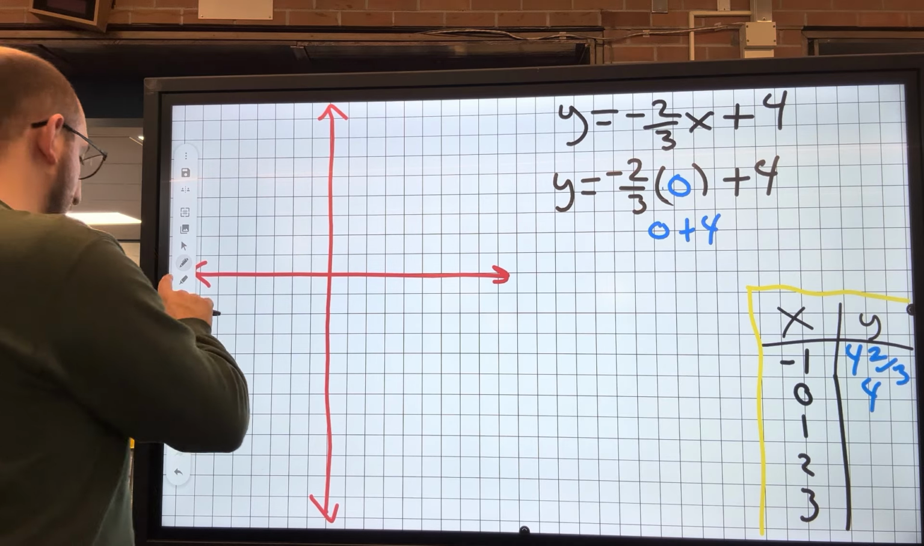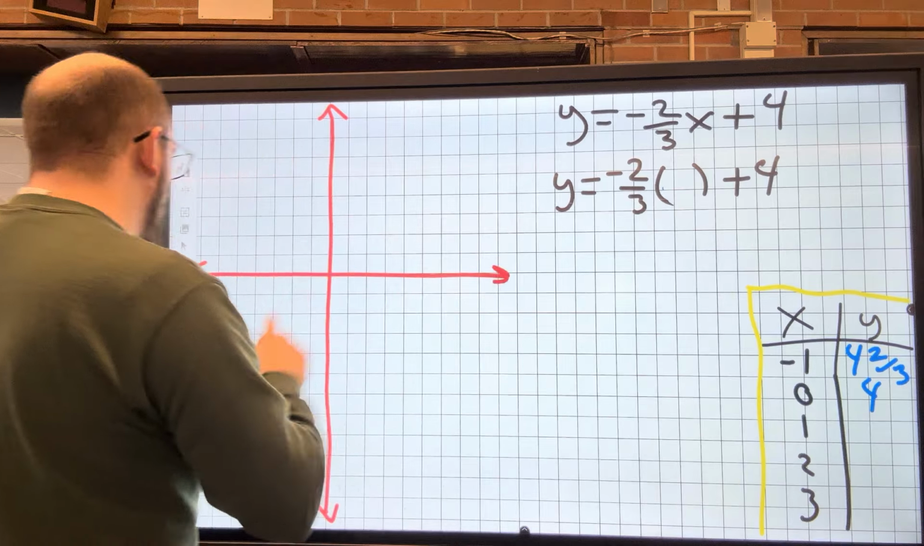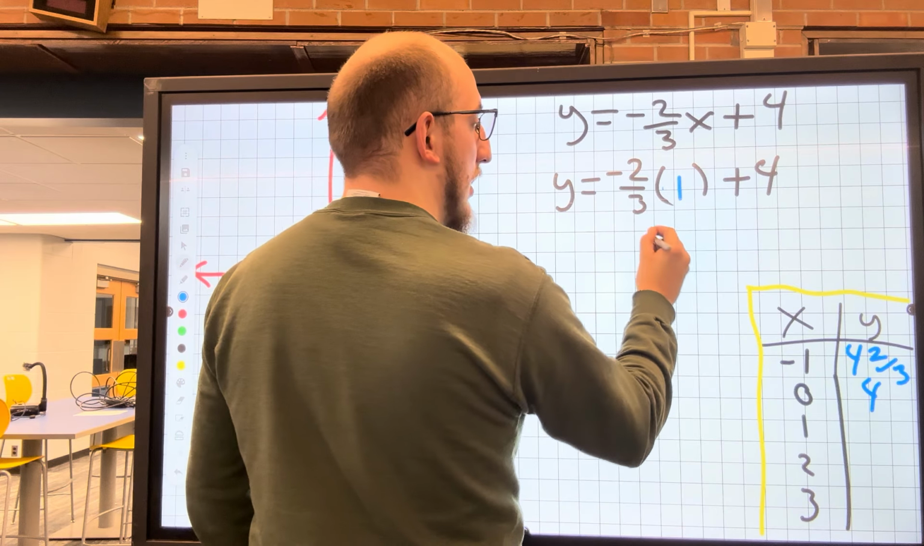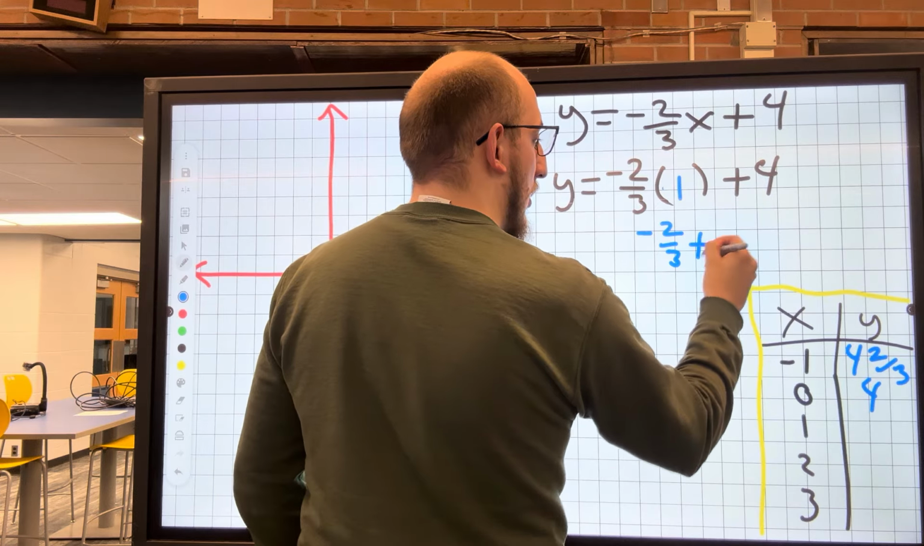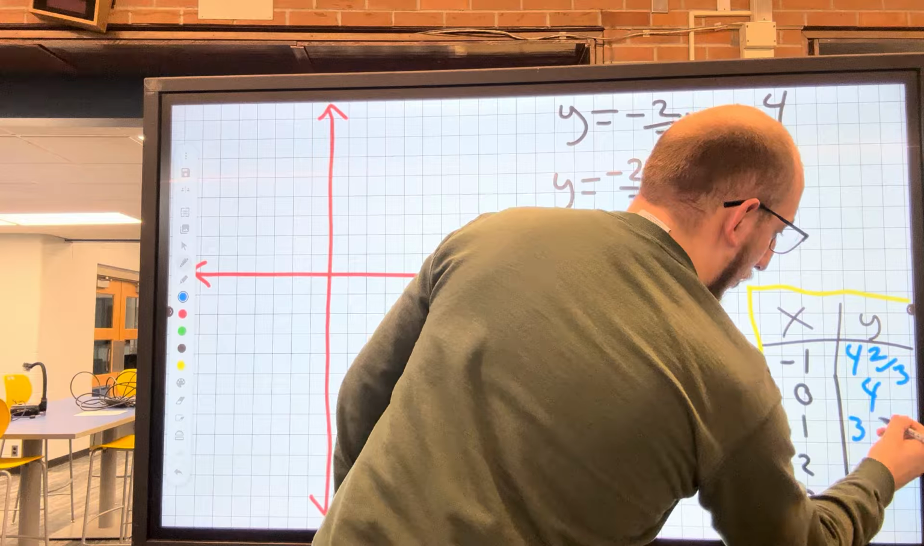And then I'm going to do my next one. A calculator knows how to do this, and you guys know how to multiply yourself, but I want to focus on why this method doesn't really work. Let's plug in 1. You'll get -2/3 plus 4, which would get you 3 1/3.